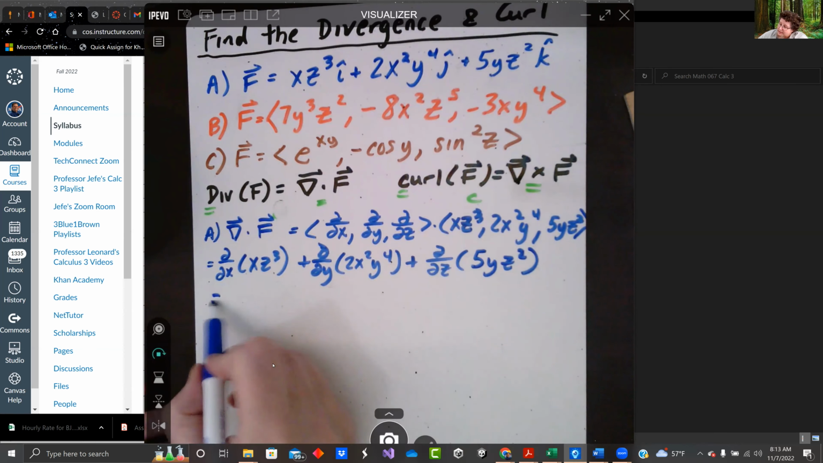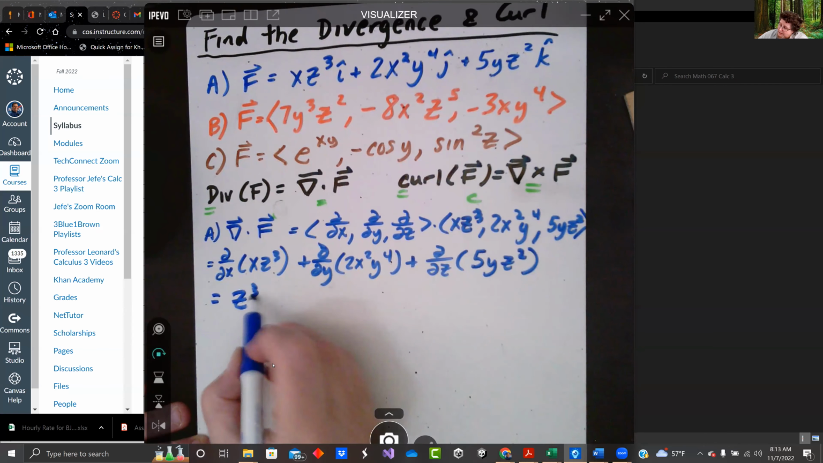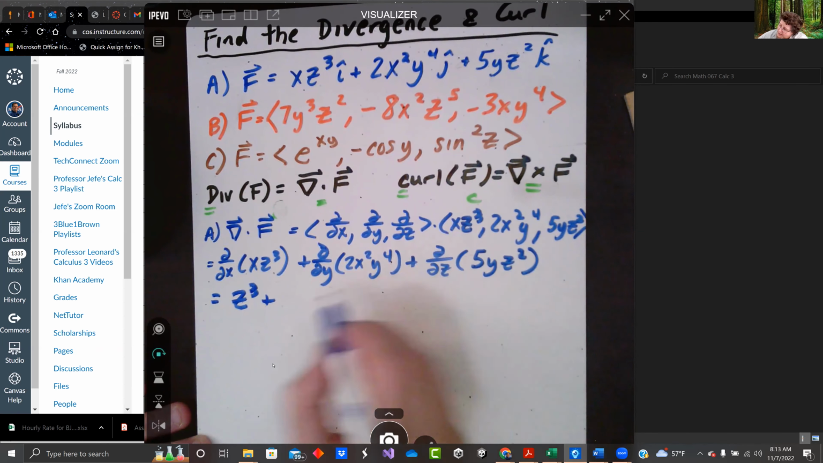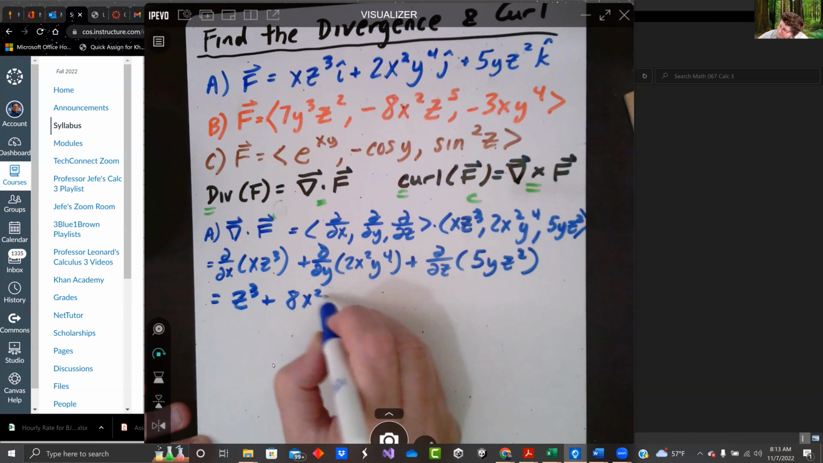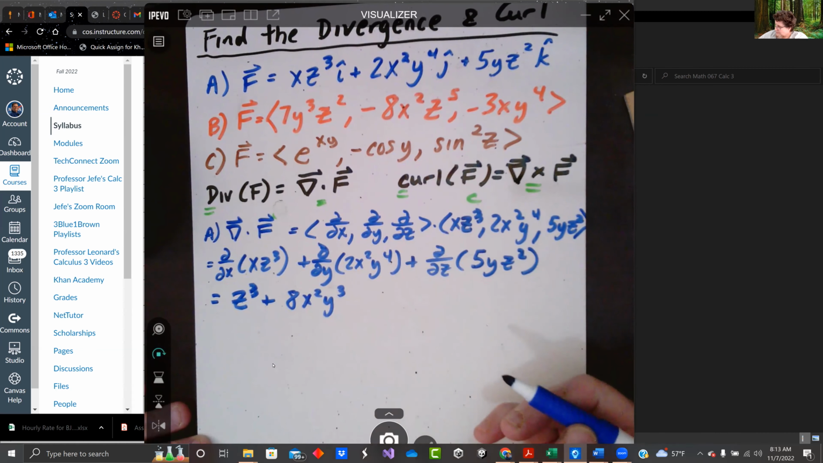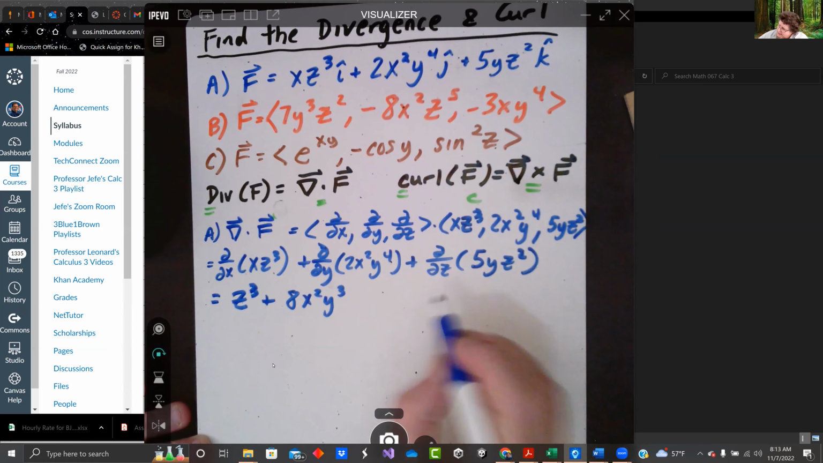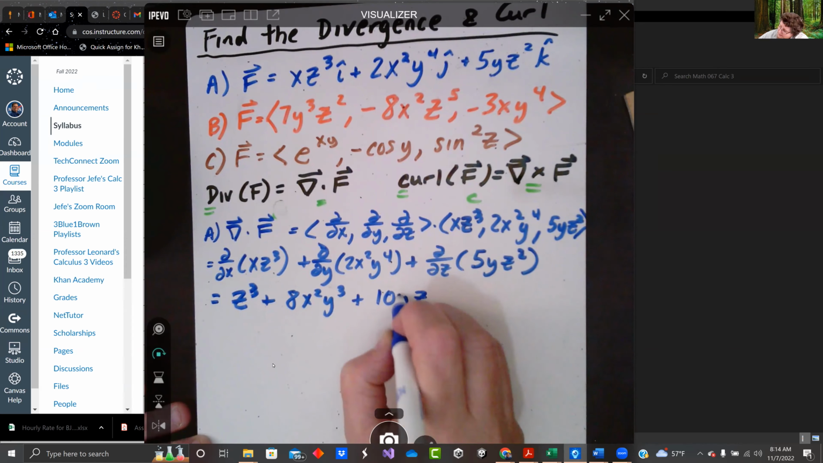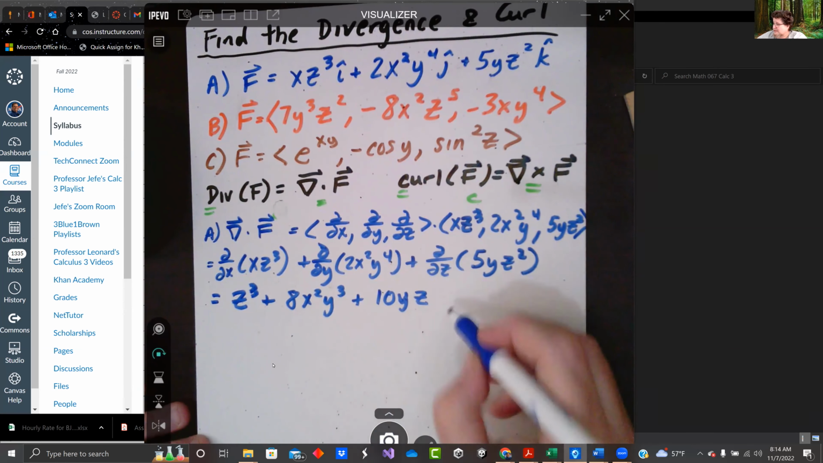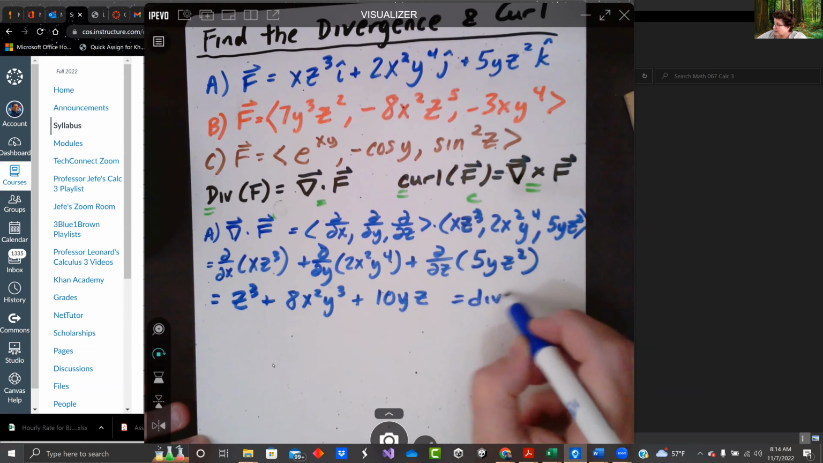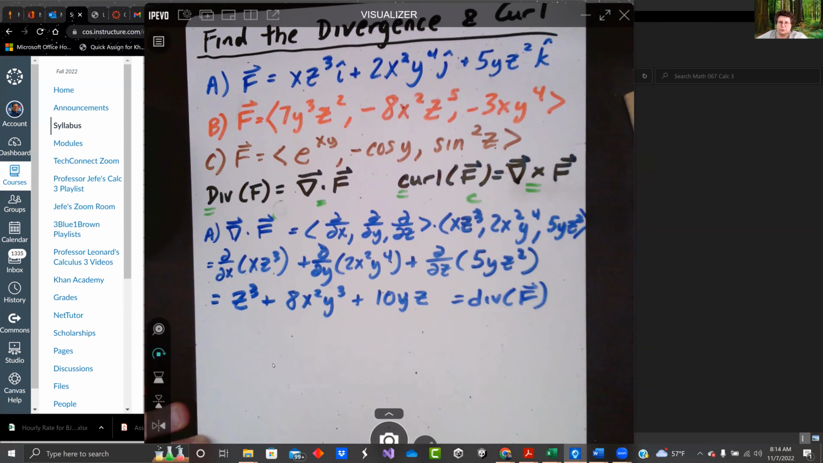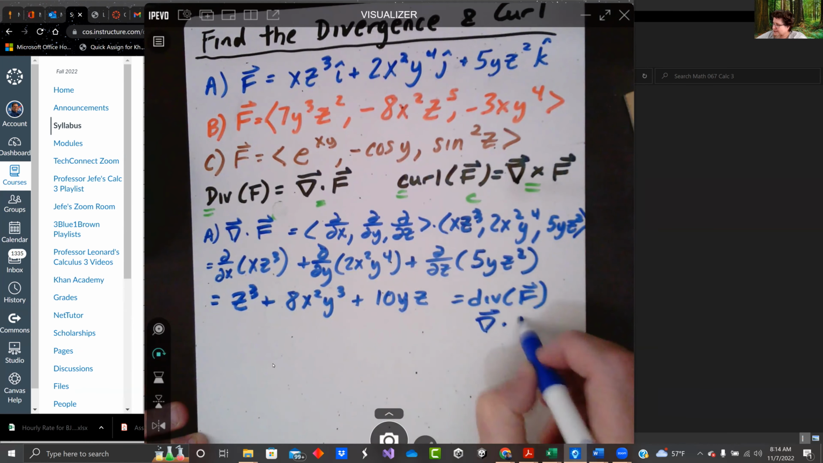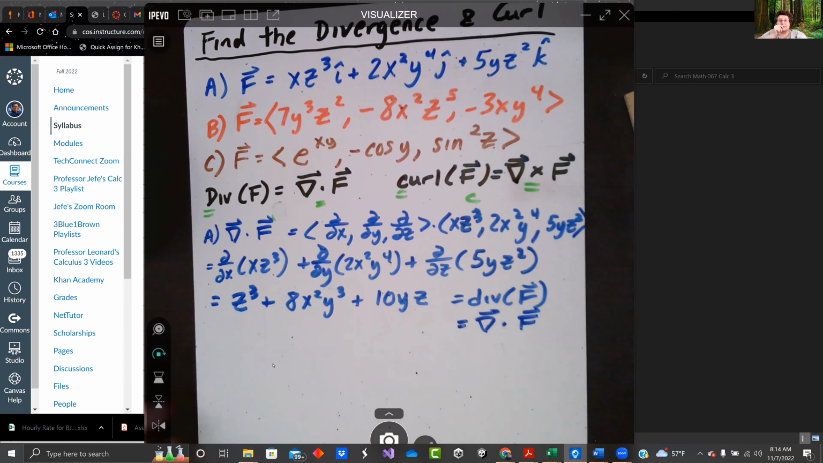And so I get z cubed for the first part. Here I get 8x squared y cubed. And on z, I get plus 10yz. So that's the divergence of F. You will see it written like div F or the actual operation it does. They both mean the same thing.